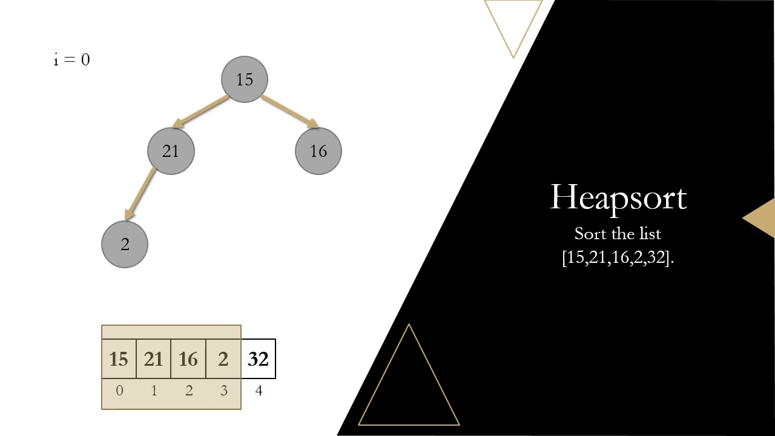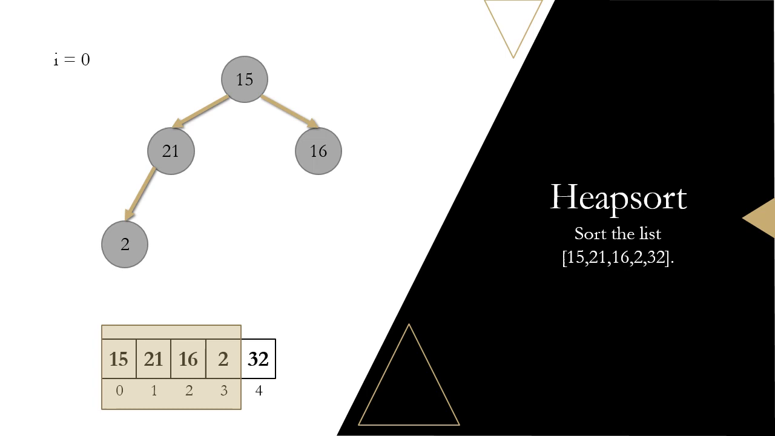This results in the following. And actually 32 has been deleted from the heap and the heap has been shortened. Now the heap exists from 0 to 3. That is why you see that the brown box has also shrunk. 32 has been deleted from the heap and 15 has been placed as the new root.